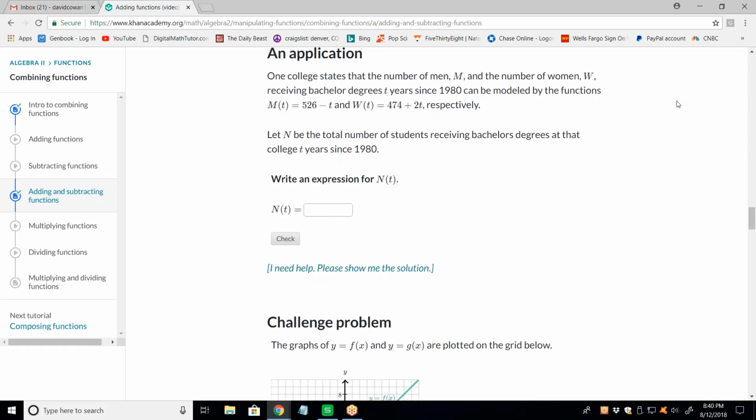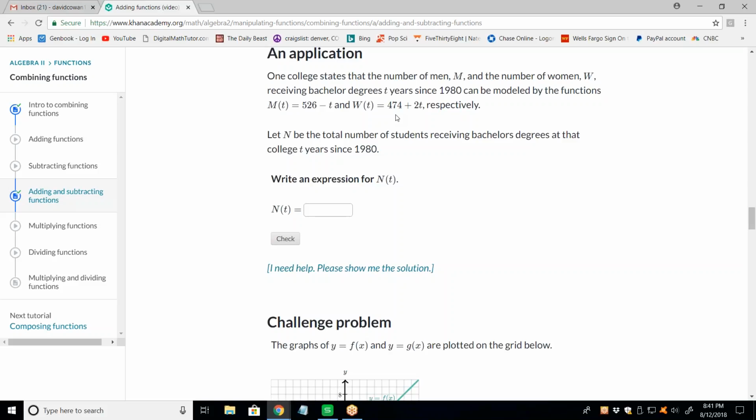Okay, so now we have an application of functions where we have a dependent variable and an independent variable. The number of men can be modeled by this function over here on the left, where T is the number of years since 1980. And the number of women can be modeled by this function over here, and T is the same thing. It's the number of years since 1980.